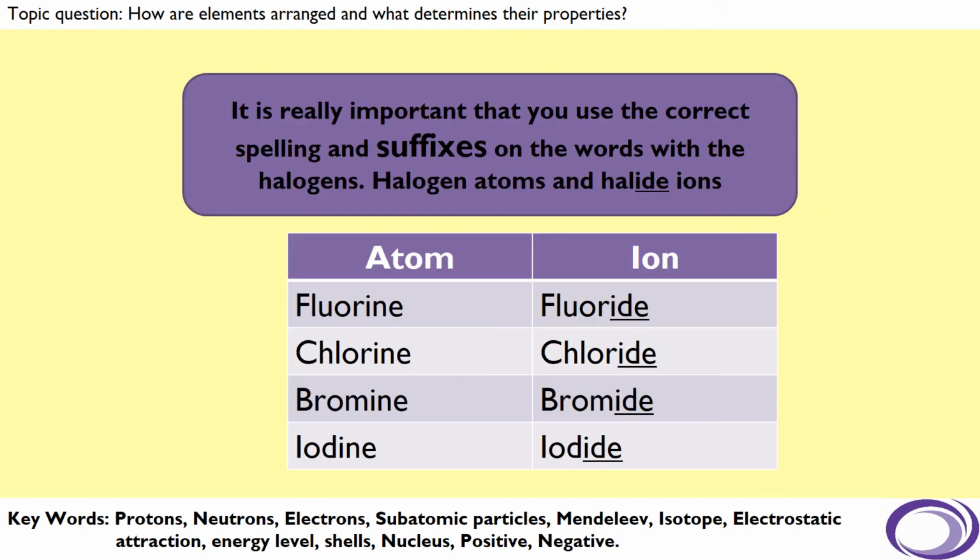Now it's quite important here that you use the correct spelling and suffixes on the words when you are talking about the halogens. When the halogen atoms are atoms, their names end in "ine". So when you are talking about the element, it is fluorine, chlorine, bromine and iodine. When these form their halide ions, the end of their name changes to be "ide", for example fluoride. So for example, sodium fluoride, sodium chloride, sodium bromide and sodium iodide.